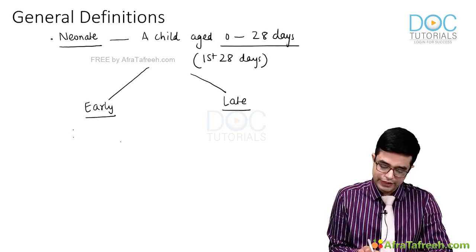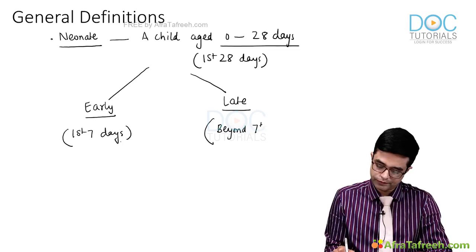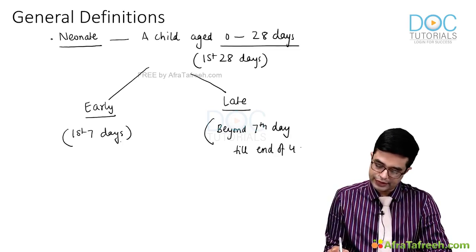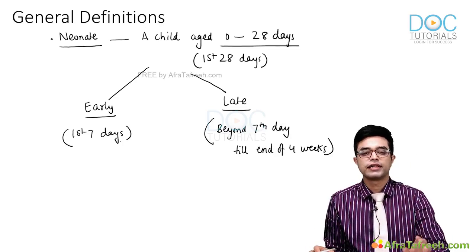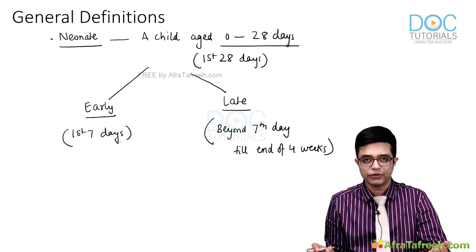The first 7 days of life are known as the early neonatal period, whereas beyond the 7th day till the end of 4 weeks is taken to be the late neonatal period. So this is the first thing, that who is a newborn. Newborn, neonate, they are the same thing.